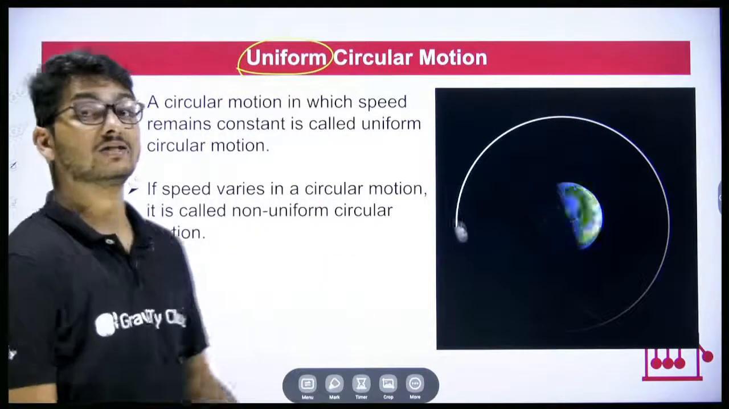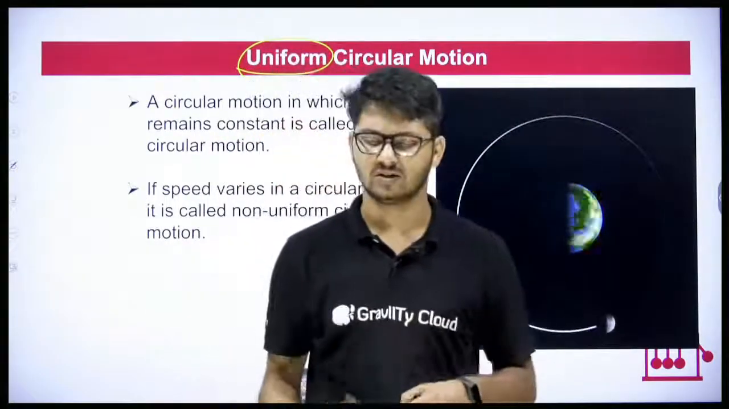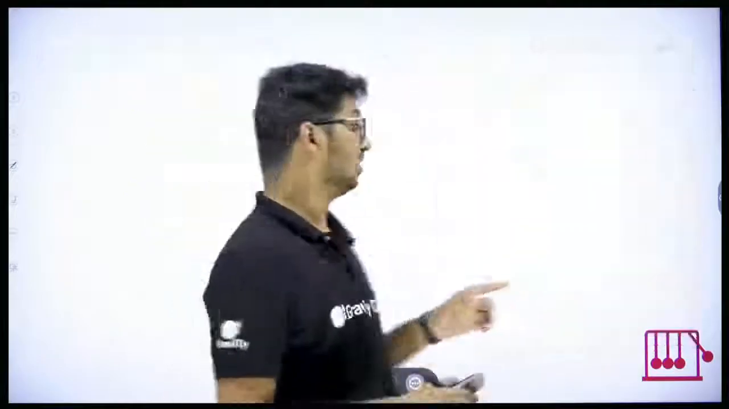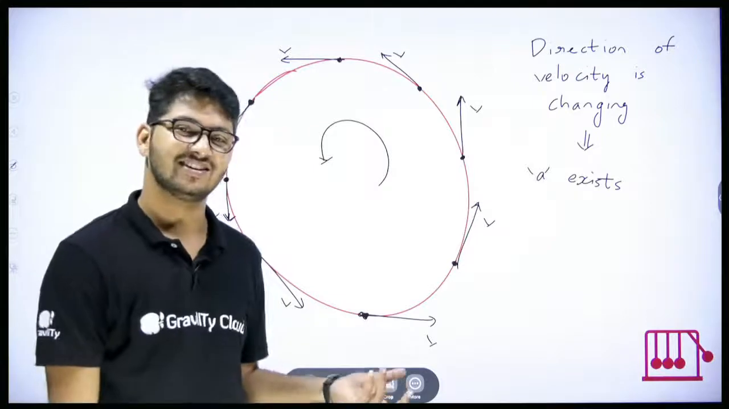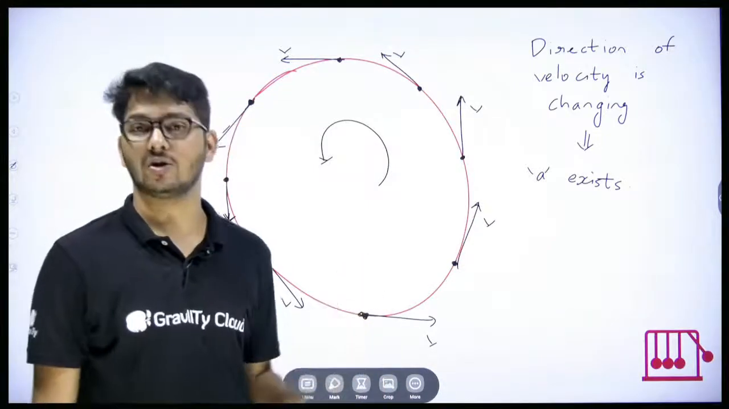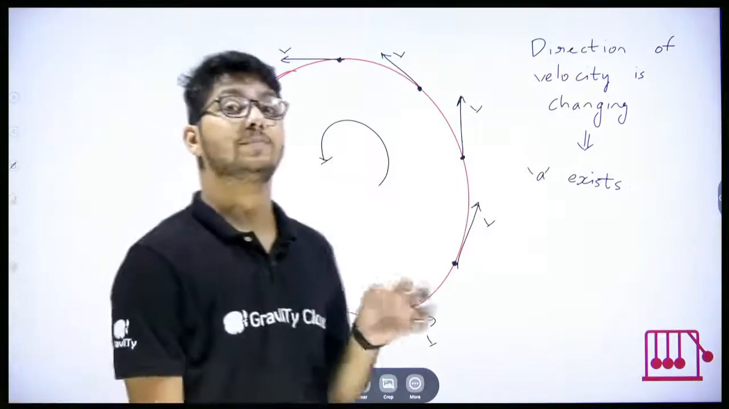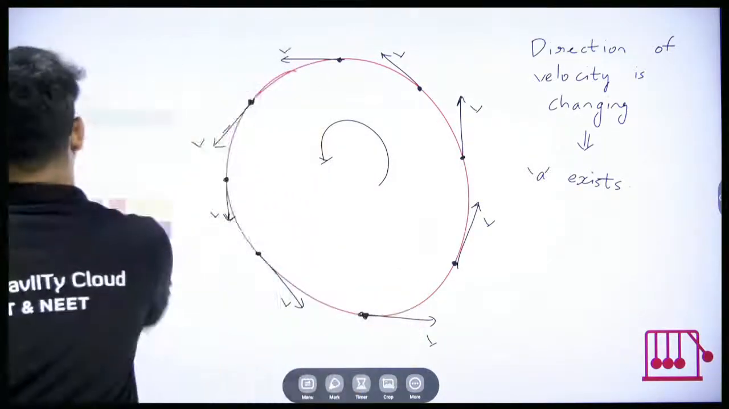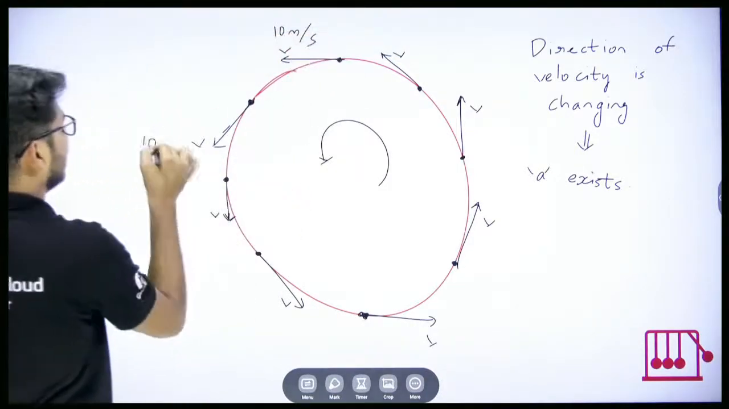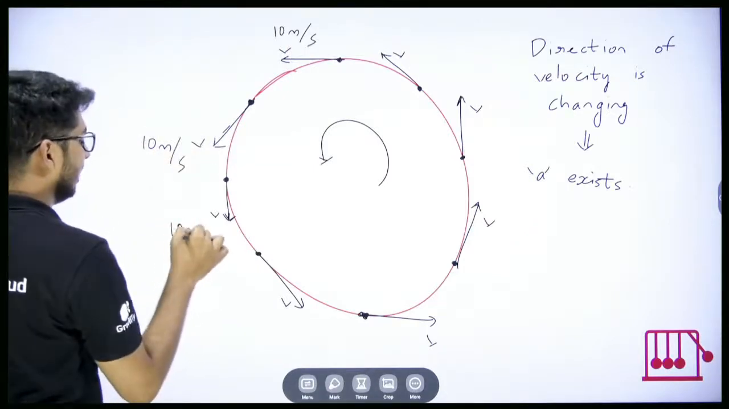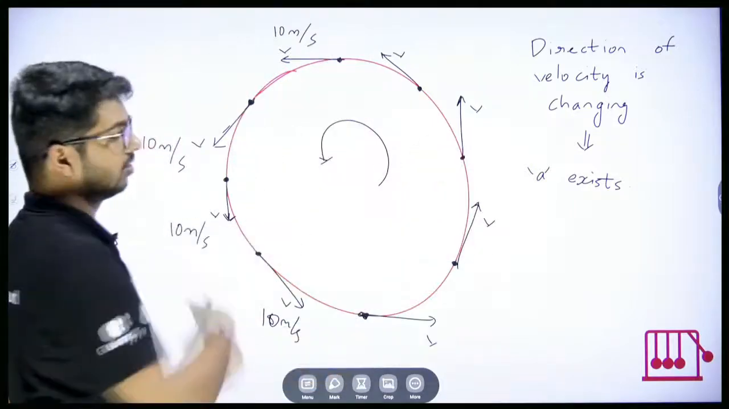So coming back, we have a special case called uniform circular motion. As I told you, what does uniform mean? Uniform means constant. So constant circular motion. In circular motion, as we have seen here, the direction of velocity cannot be constant. So what will be constant here? Yes, speed can be constant. For example, if the speed is 10 meters per second here, here also it could be 10 meters per second, here also 10 meters per second, and so on and so on.